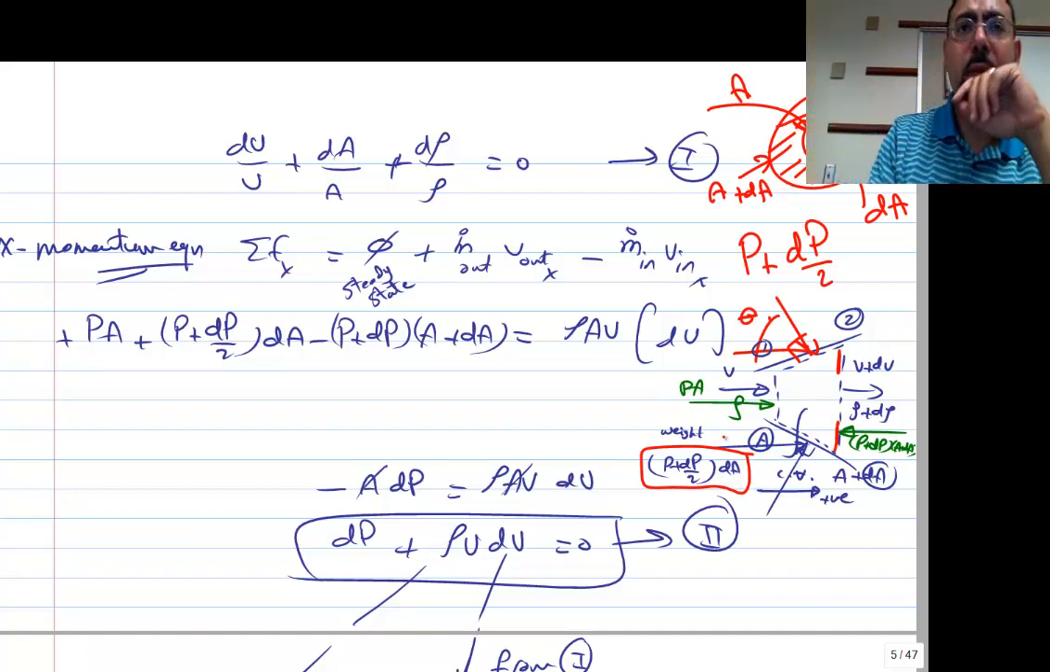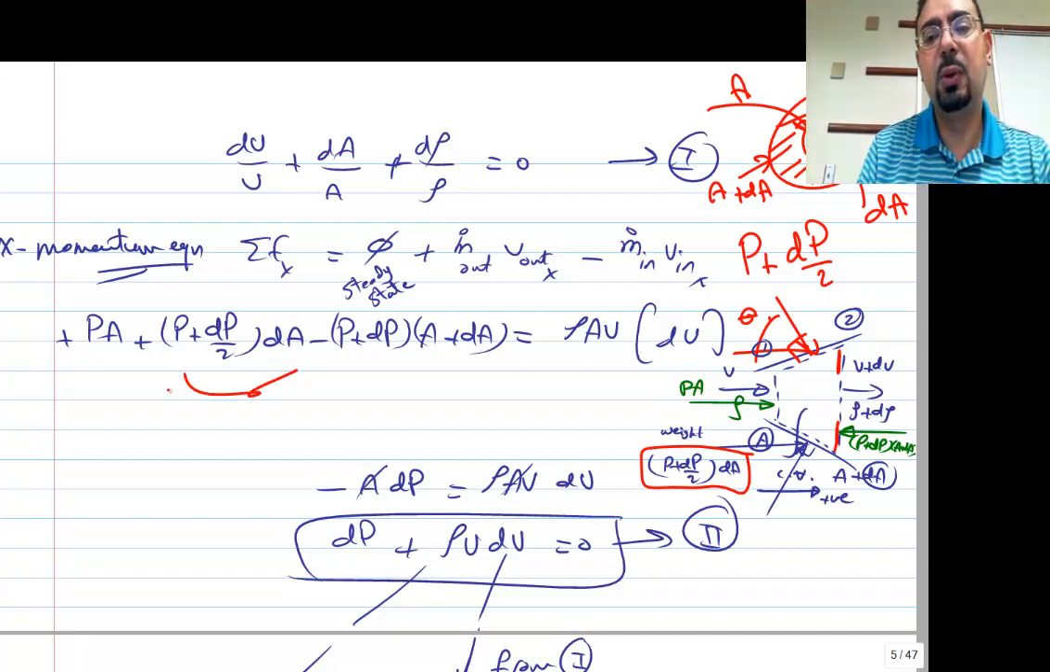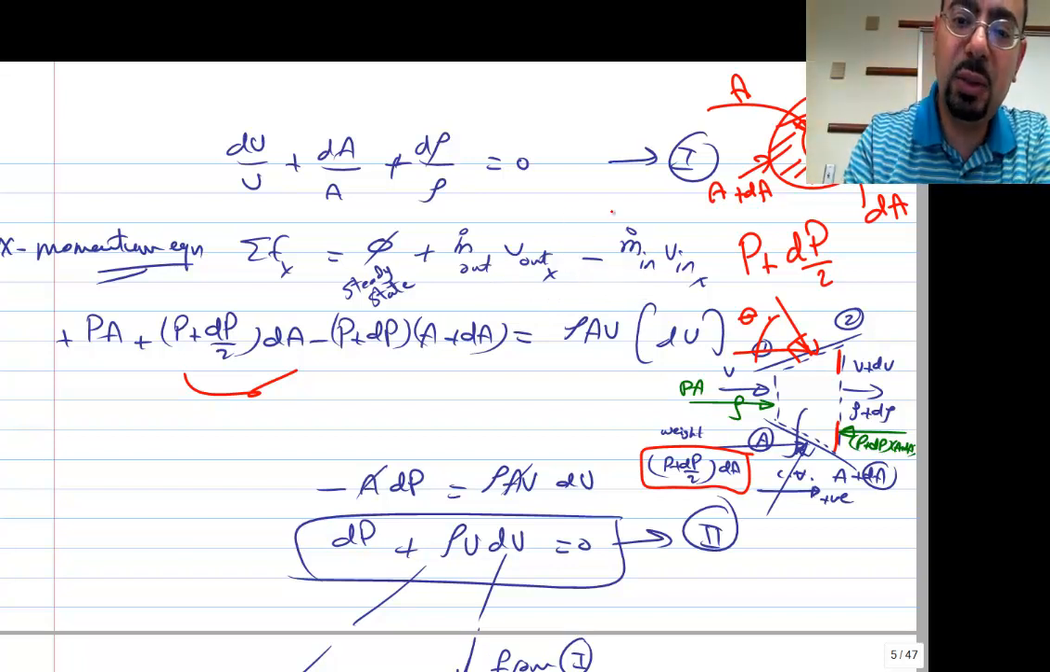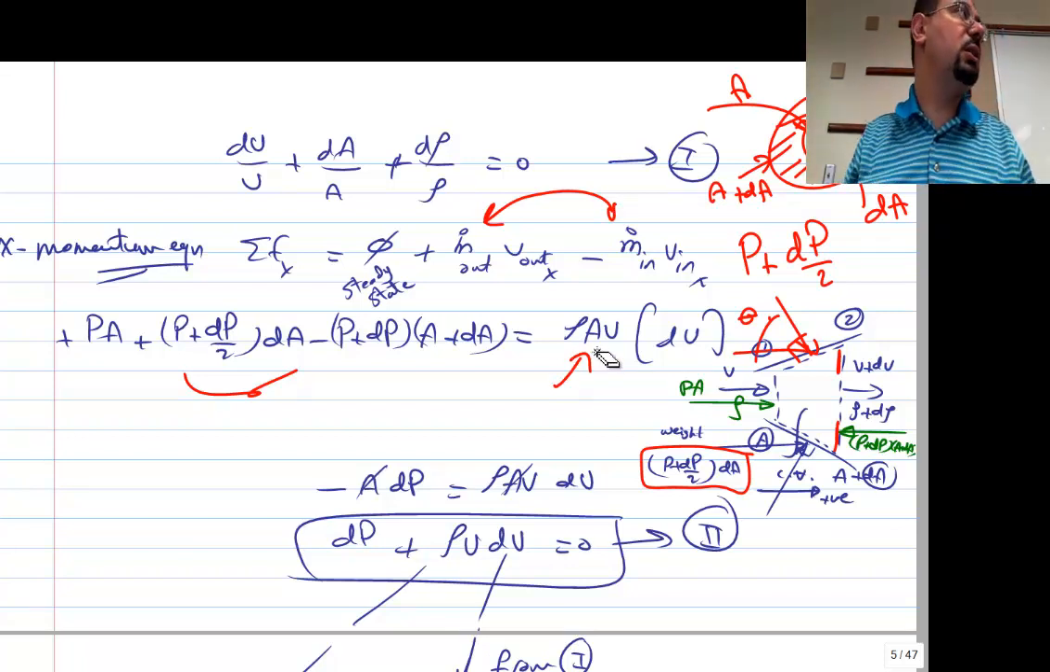Anyway, that's this guy. Alright? So here are the forces. Plus PA, plus P plus dP over 2 dA, minus P plus dP times A plus dA, multiplied by the unsteady term that should go to 0 because it's steady state, plus m dot out V out minus m dot in V in. Of course, m dot out and m dot in are the same, and they are simply rho AV from the continuity. It has to be steady state.